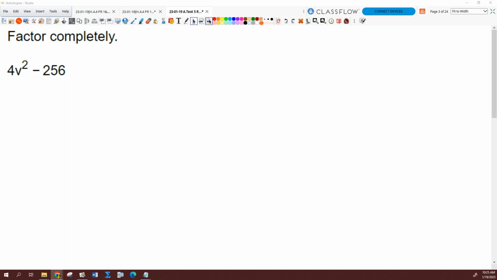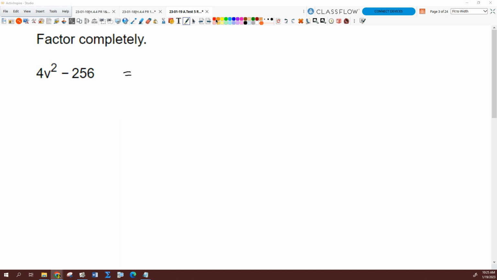Factor completely. What do we always try to do first, every time we're factoring something? What are we doing, Lily, first? Greatest common factor. Perfect. Can we factor out a GCF here? What's the biggest thing I can undistribute from those two terms? 4. I can't take out any variables because this one doesn't have any.